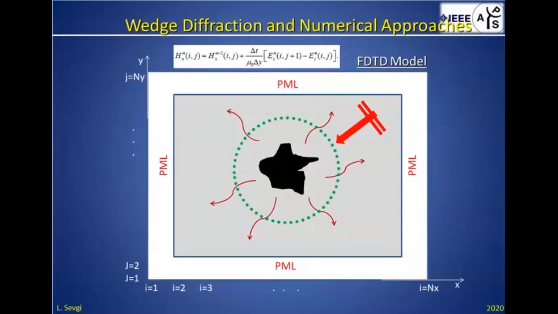So the only equation we use in two-dimensional FDTD in the grid space is also given on the top of this slide. Next slide, please.